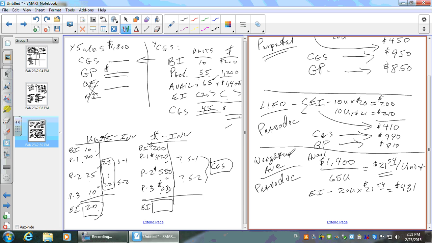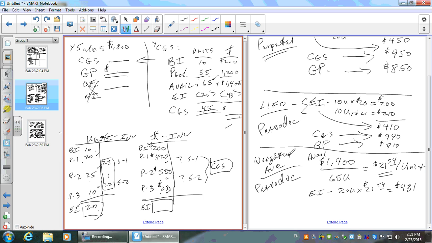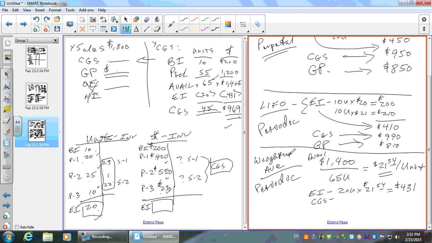431 sound good? Okay, it's 431. If I plug 431 in here as ending inventory, what do I get for my cost of goods sold? Is that 969? Is that right? Everybody good? So my cost of goods sold, I think it's 969, but let's prove it to ourselves.